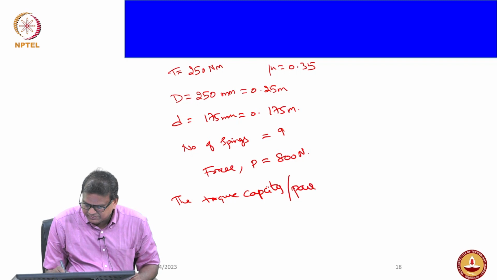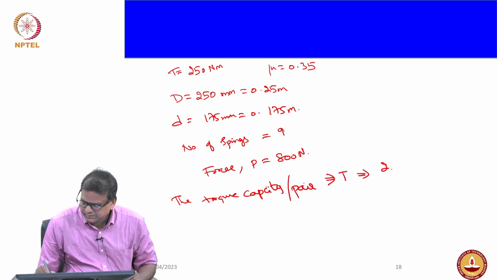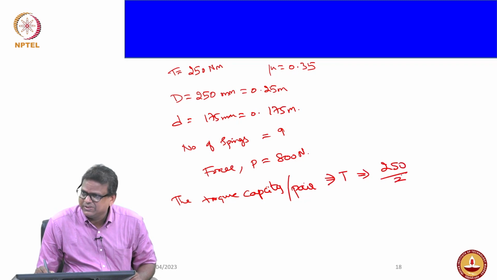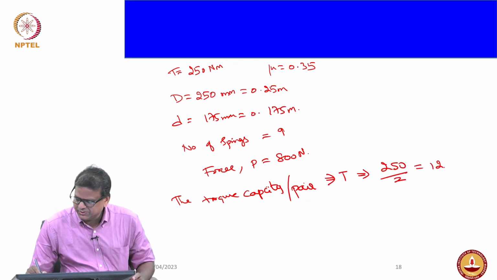Per pair, what is the value you expect? Right, 250 by 2, because the two pair is given. So this should be 125 Newton meter. So that is clear.